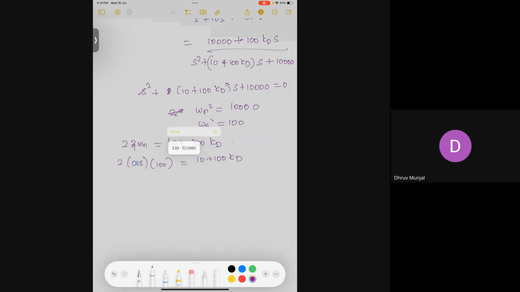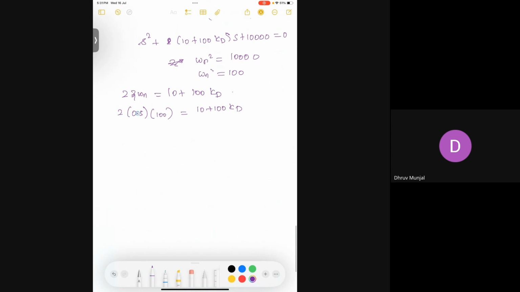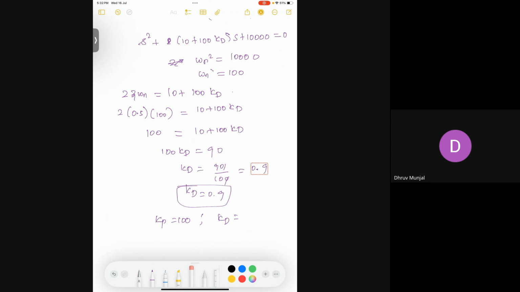So this will give you 100 Kd equal to 90, Kd equal to 90 by 100, 0.9, right? So we found both of these variables, Kp equal to 100, Kd equal to 0.9. Sorry, there is no minus, just point nine. So this is your answer.